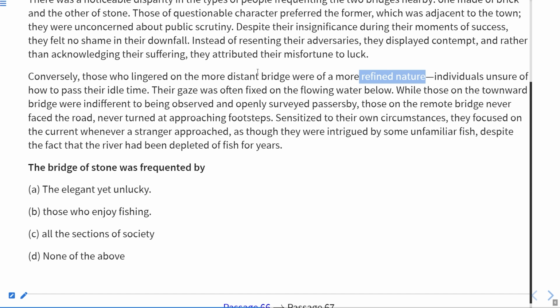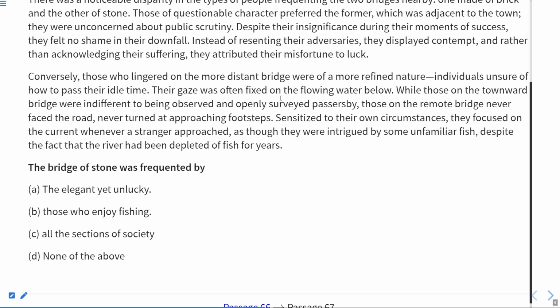No, if we see this, it is attributed their misfortune to luck. Those who enjoy fishing: actually they do not enjoy fishing, they are just attracted towards unfamiliar fish, though they know that the river had been depleted for years. All the sections of society, no, we have not talked about anything like this. Here it should be none of the above, because none of these is given in this. Conversely, in refined nature, individuals unsure of how to pass their idle time, because they do not know how to pass their idle time, had their gaze fixed on the flowing water below.